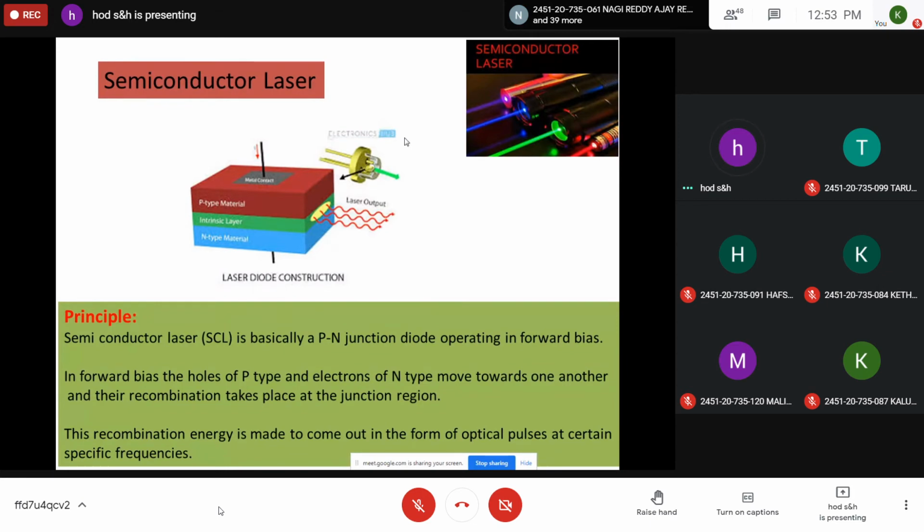I have prepared this PPT from the exam point of view. In the first slide, at the top right, you see different semiconductor lasers producing different colors at certain frequencies. So what is the principle behind the semiconducting laser? It is a p-n junction operating under forward bias. Under forward bias, recombination of electrons and holes takes place, and this recombination energy comes out in the form of optical pulses. This is the principle of the semiconducting laser.